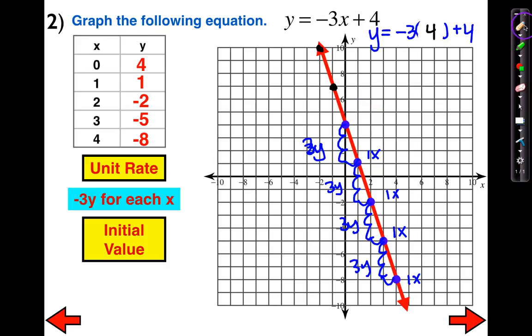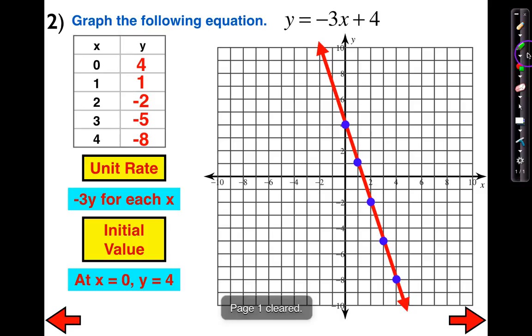Our initial value, so once again, what you can do is take a look at your table here. Since our input is 0, I can say this is my initial value. When x is 0, y is 4. So I'm going to go ahead and write that down. At x equals 0, y equals 4. But once more, what you could have also done is take a look here. When x is 0, y is 4. So again, there's both ways. You can look at the table or you can look at the graph.